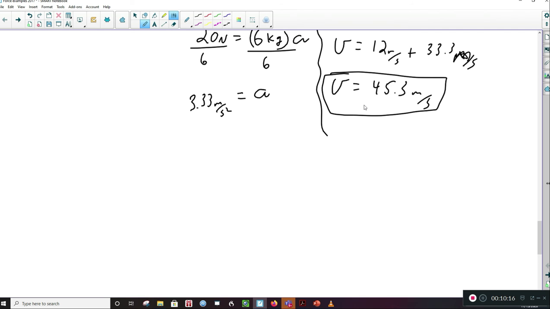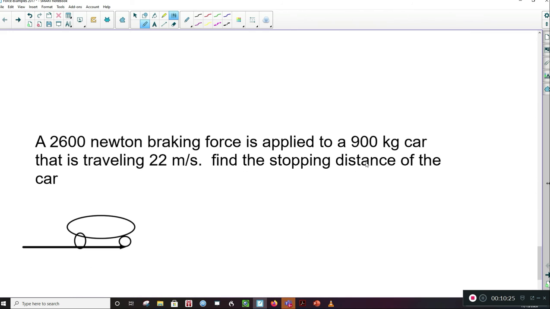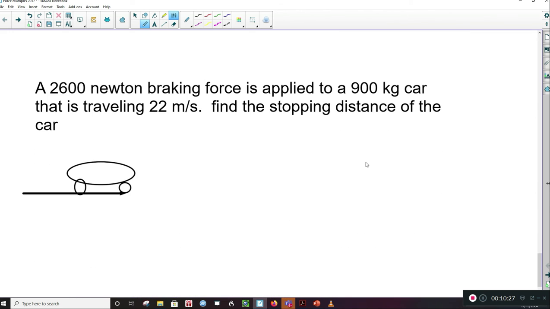And we've got one more to do, and then I'm going to show you something a little different. And then we're going to be pretty much done. So in this case, I have a 2,600 Newton braking force. Now I'm going to highlight this because this is going to be important to you.